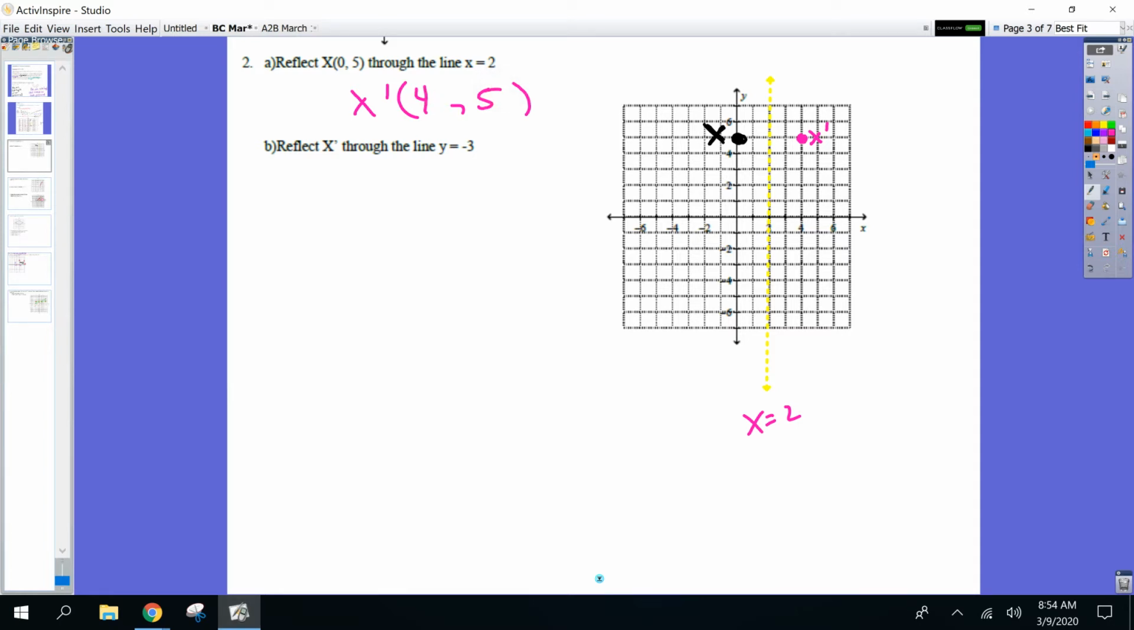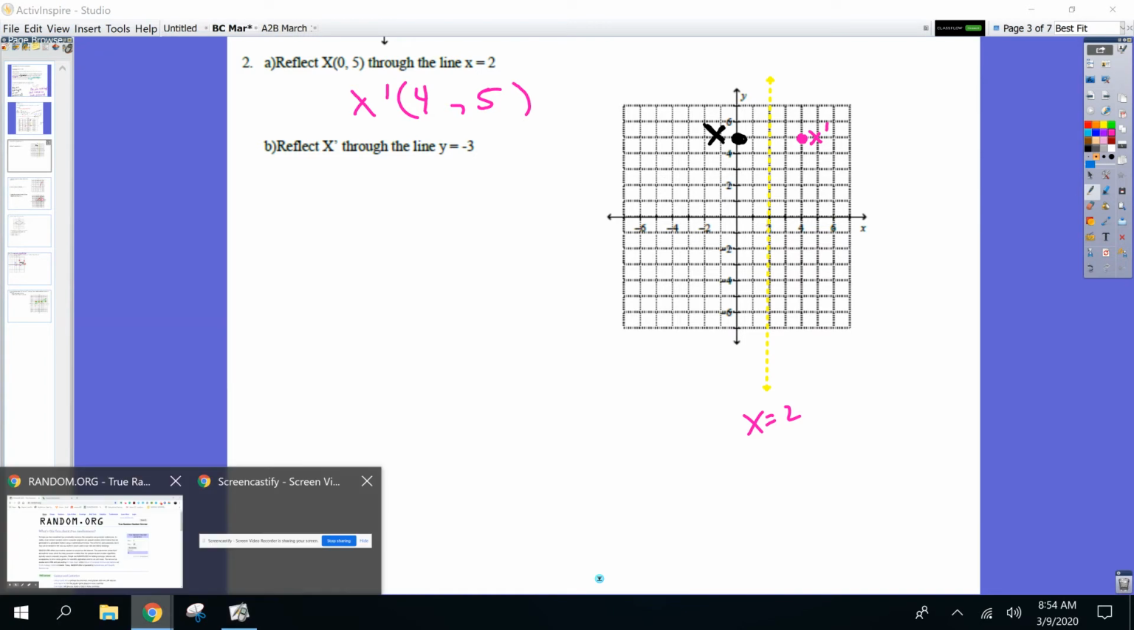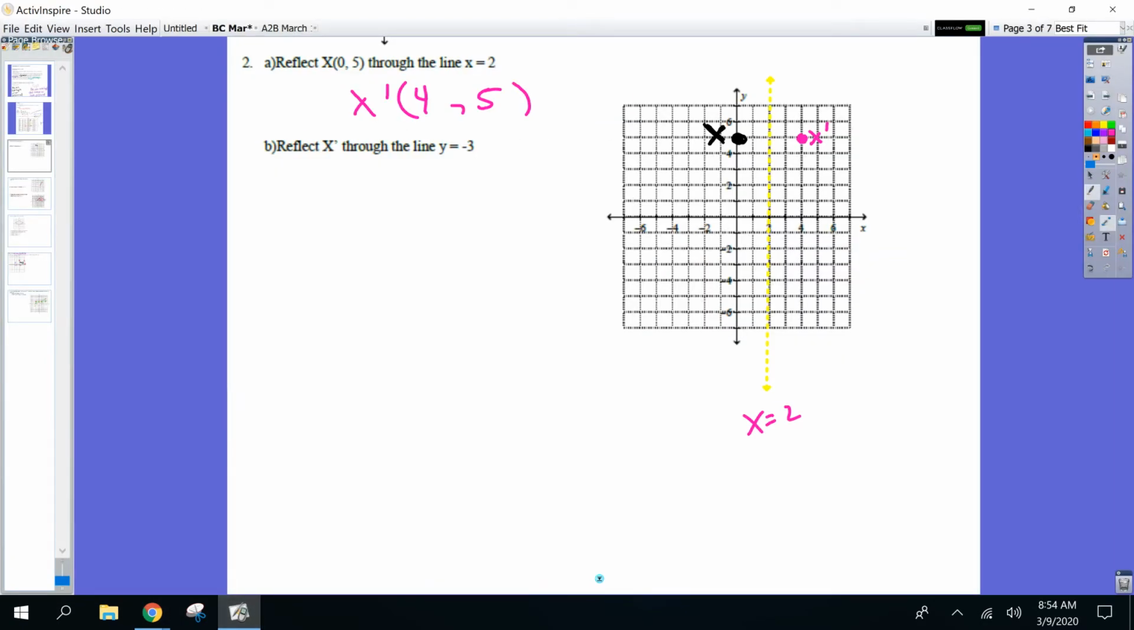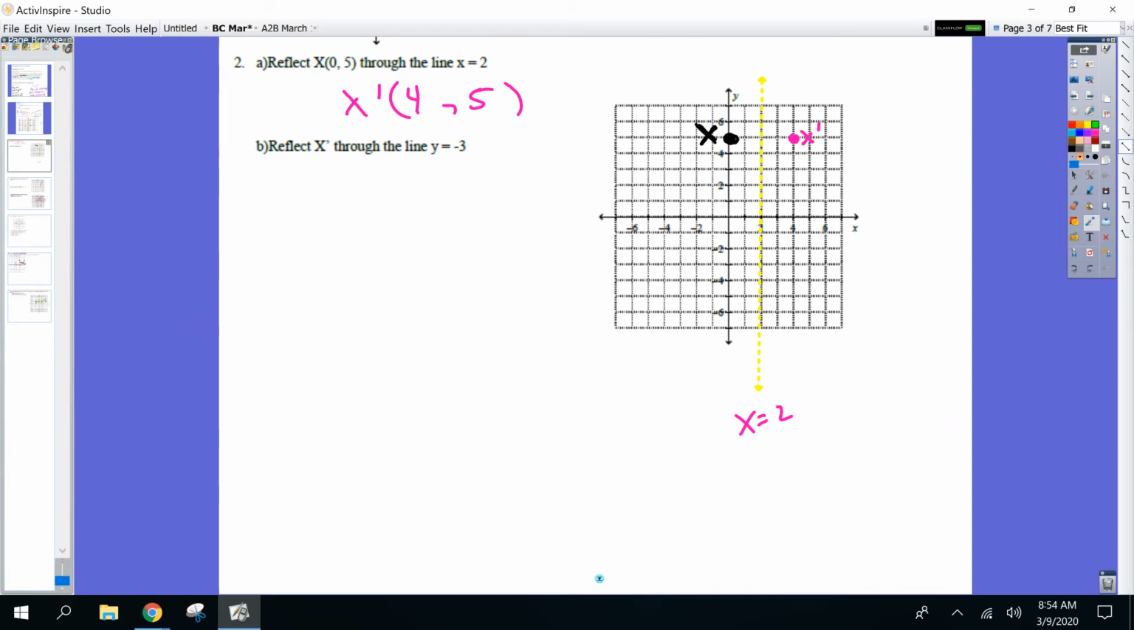Before we get to this next part, I know I shouldn't have to say this every unit, but this unit in particular, you have to read carefully. Because in part B, which point am I asking you to reflect? X prime, not X. Don't go back to 0, 5. Stay right there at 4, 5 and reflect it through the line y equals -3. What type of line? Horizontal.